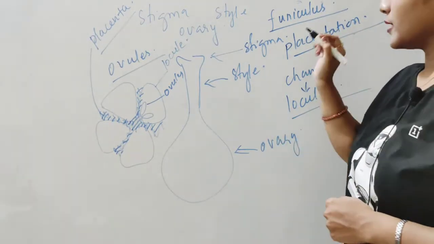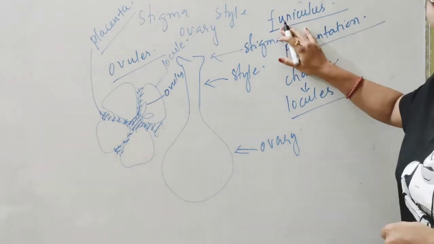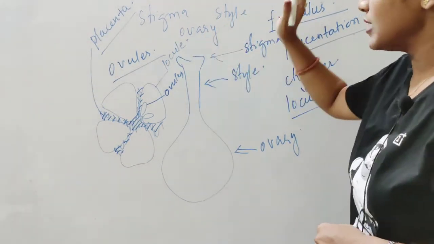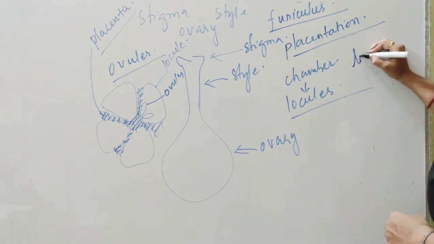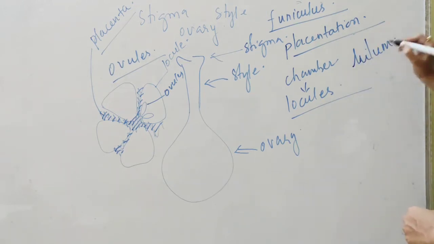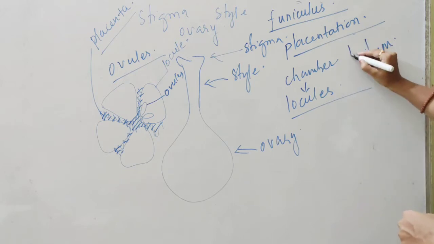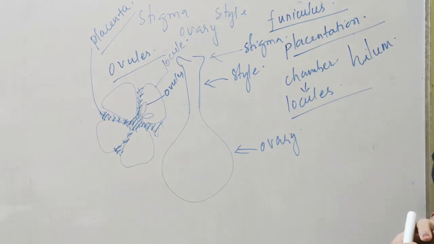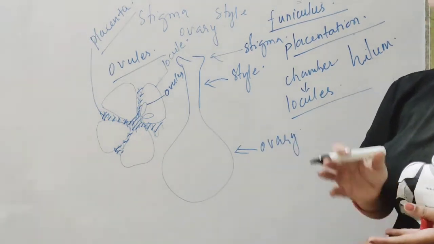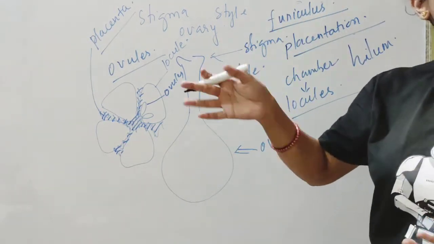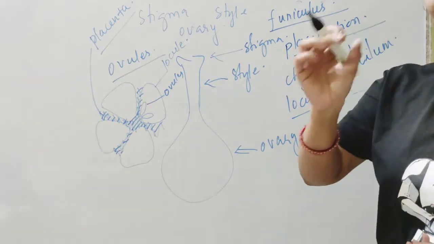That point where it is strongly attached to the funiculus in the ovule is called... I suspect my handwriting might not be legible, so let me rewrite it. It is the hilum. And many a times, you might have gone through this thing that ovules give rise to seeds. Ovules give rise to seeds.